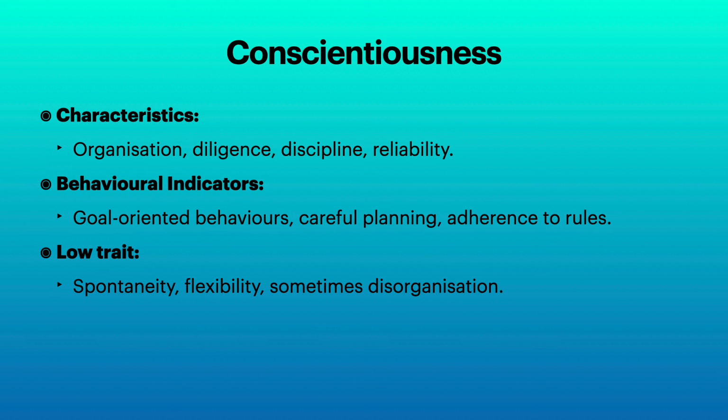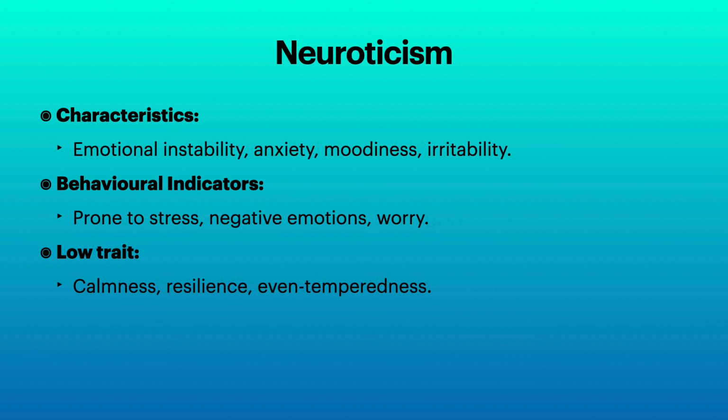The next bucket or trait is conscientiousness, and this represents organization, diligence, discipline, and reliability. And this is often shown through goal-oriented behaviors, careful planning, and adherence to rules. Whereas someone with low conscientiousness often shows spontaneity, flexibility, and sometimes disorganization. The fourth one is neuroticism, and this represents emotional instability, anxiety, moodiness, and irritability.